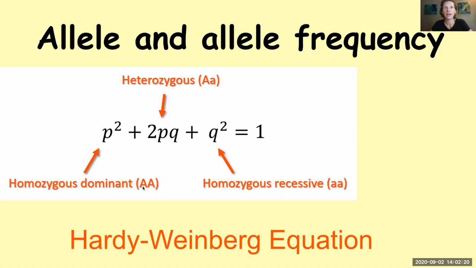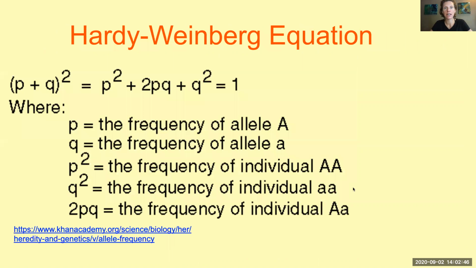In this case, the dominant allele is represented by A. So p squared is going to be the frequency of the homozygous dominant genotype, and similarly q squared for the homozygous recessive frequency. I'm not going to belabor this. I said I wouldn't, so I'm going to try to stick to that.